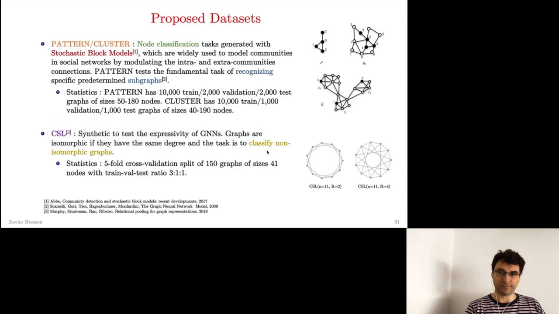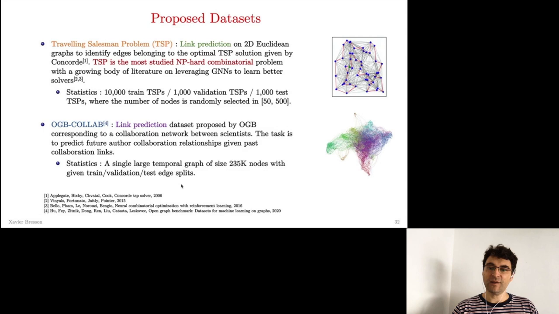Then we also have CSL. This is to test the expressivity of GNNs. It was introduced by Murphy and his colleagues. They are really highly regular graphs, and you want to be able to classify non-isomorphic graphs. We also have the traveling salesman problem for link prediction. So basically, this is the TSP solution, and you want to be able to predict links inside the solution. We also use one dataset from OGB, which is COLLAB. This is also a link prediction dataset, and the goal is to predict future collaboration between scientists.